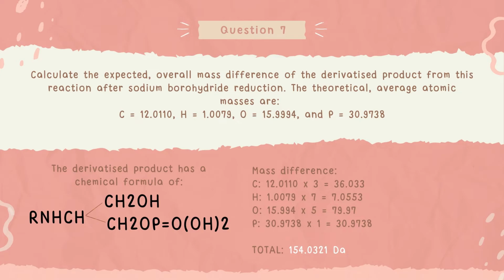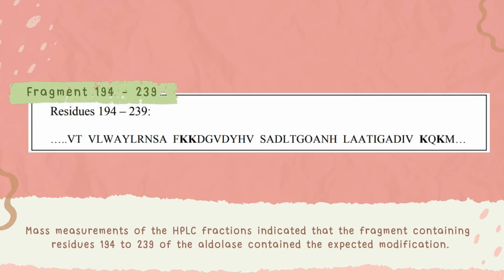Based on the given reaction mechanism, we can obtain the molecular formula of the derivatized product. From this, we can compute the mass difference, which is about 154.0321 daltons. The modified class 1 aldolase was digested with cyanogen bromide to give a mixture of peptides which were purified by HPLC. Mass measurements of the HPLC fractions indicated that the fragment containing residues 194 to 239 of the aldolase contained the expected modification.